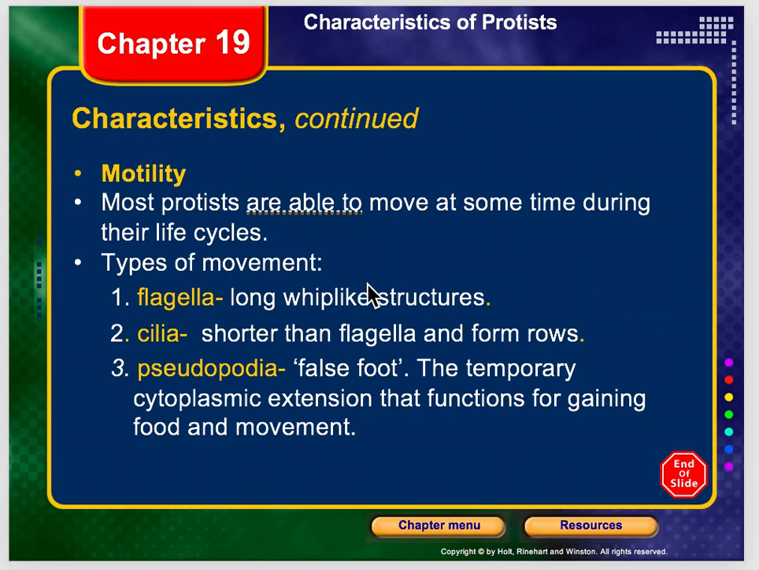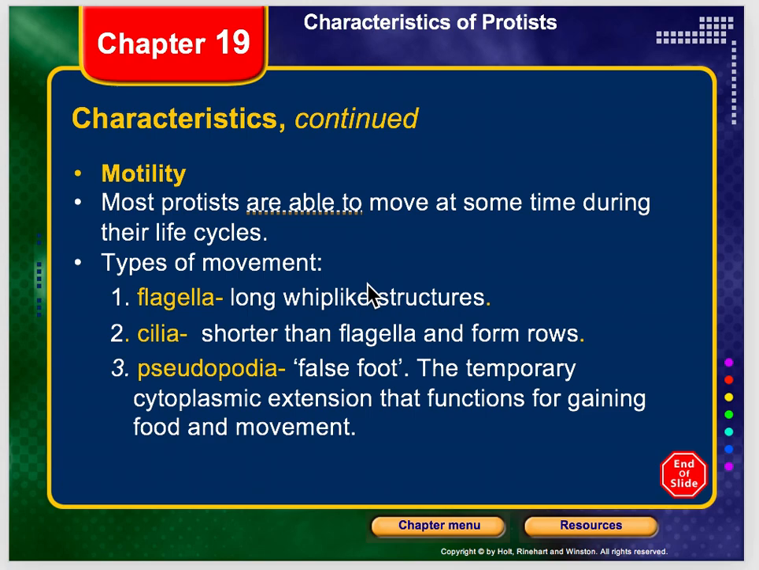Now, when it says that they can move sometime during their life cycle, it doesn't mean they're all moving as an adult. If you think about seaweed, the seaweed is not moving as an adult because it's actually fixed to the bottom of the ocean floor. But there are periods in the early stages of the seaweed in which they are capable of motility.